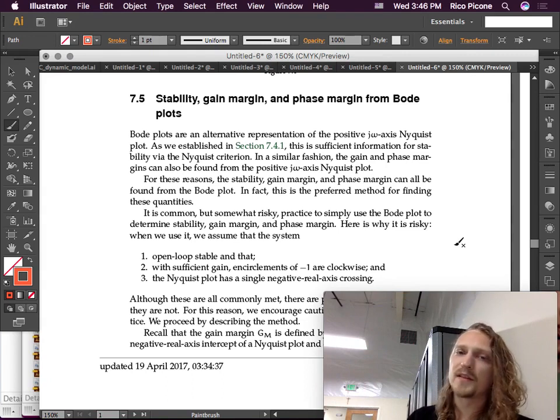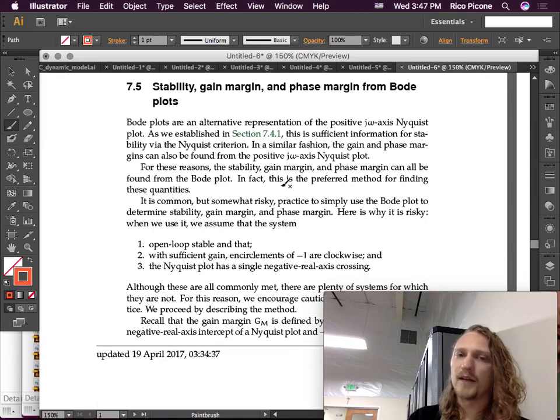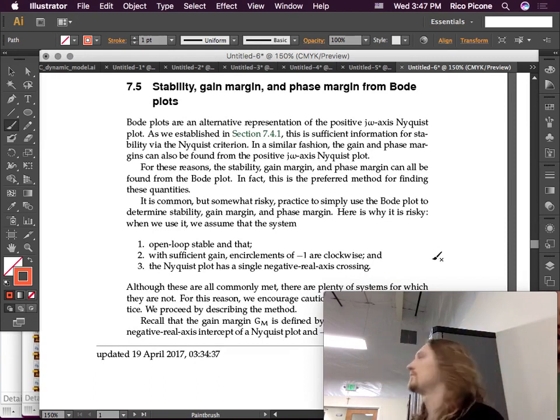For these reasons, the stability, gain margin, and phase margin can all be found from the Bode plot. In fact, this was the preferred method for finding these quantities. Well, it's at least the preferred method for finding the latter two, the gain margin and phase margin. Stability is probably on par with the root locus methods you've learned and Routh-Hurwitz and all of that. So this is just another way to do it. Gain margin and phase margin, now this is the preferred way to do that.